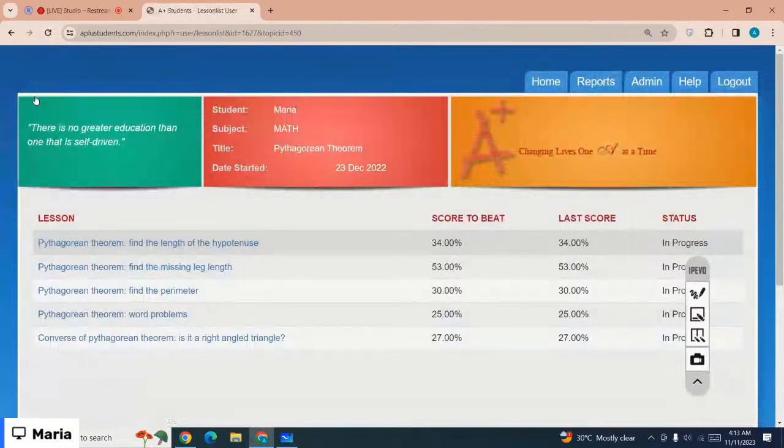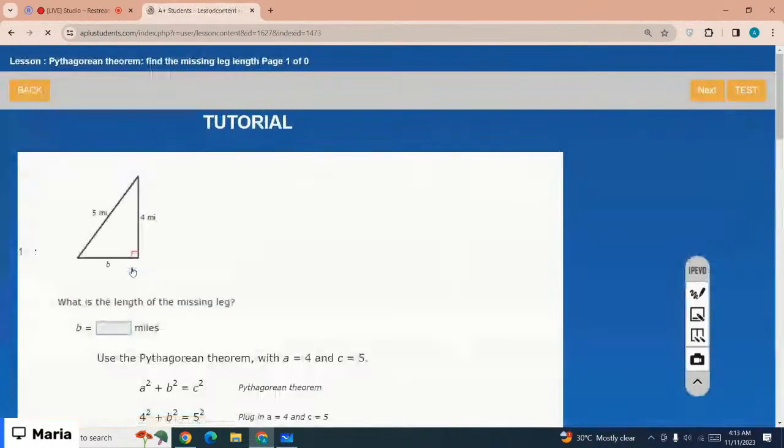Okay, the next lesson is Pythagorean theorem, find the missing leg length. The one we just did had only the hypotenuse missing, right? Now we are going to learn how we calculate the value if some other side is missing. If the other side is missing, you have to apply the Pythagorean theorem.